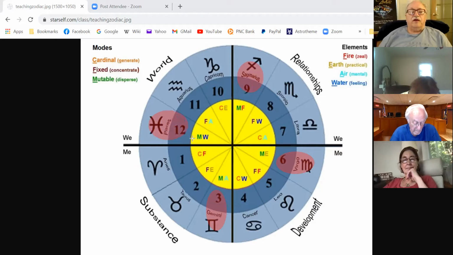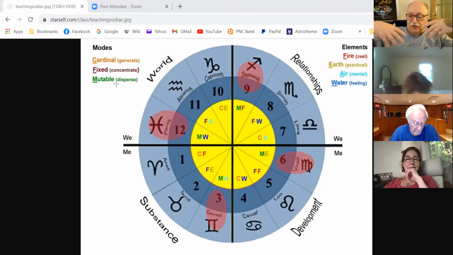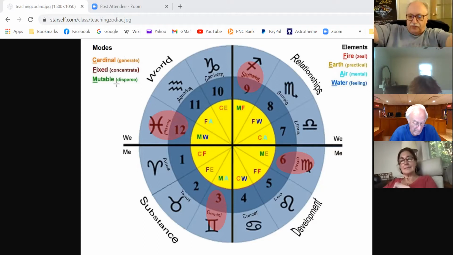So what do you think? Here's the words here on your left. Generate for cardinal, concentrate for fixed. Mutables are dispersers. Mutables give it out. They don't really care about starting. They don't care about concentrating. They're about giving out, dispersing, giving to people.